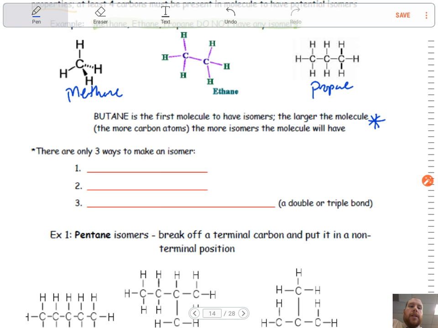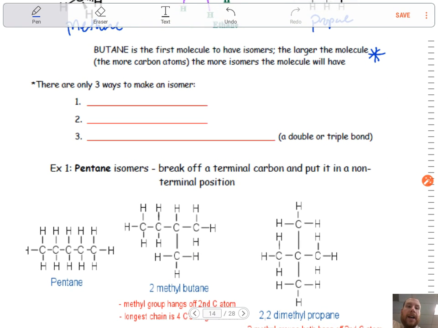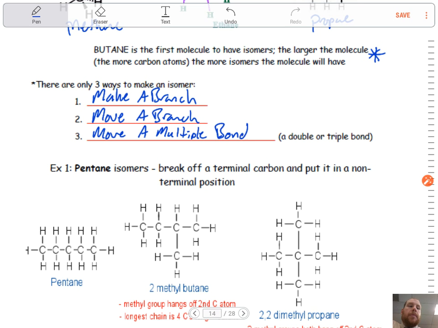There are 3 ways that you can make an isomer. You can make a branch. You may have had a straight chain alkane or alkene or alkyne, and we could move it around to make a branch come off one of the carbons. We could move a branch. If there is already a branch present in the molecule, you could move it from one carbon to another. Or you can also move a multiple bond, meaning a double or triple bond, and move it from 2 carbons to 2 different carbons. So that's the big thing.